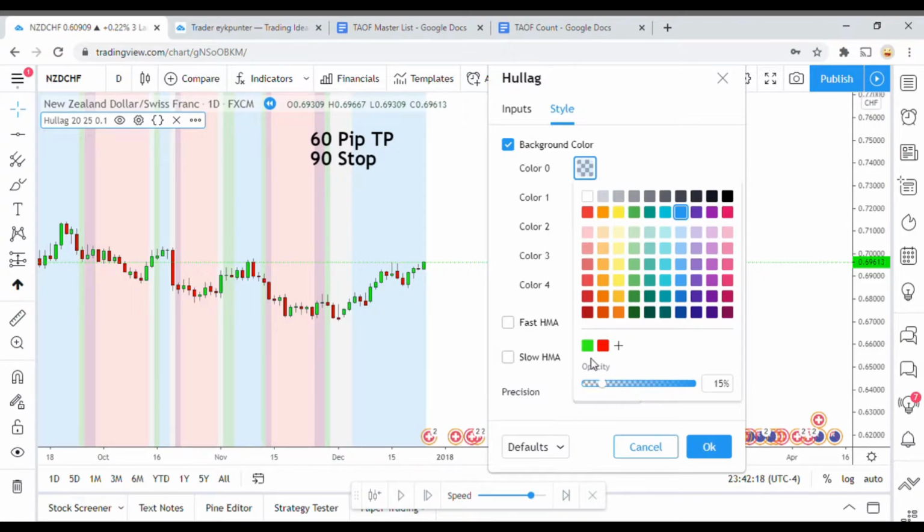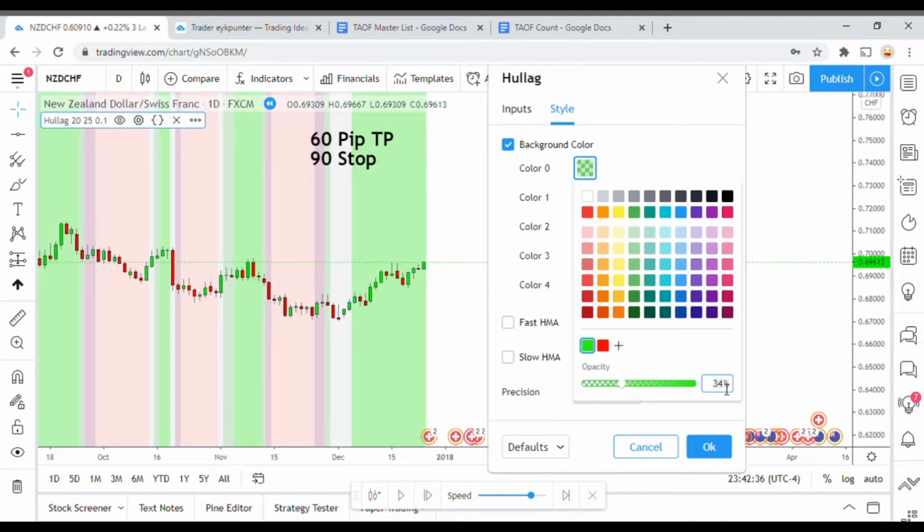Make sure that's the right one. Yeah, they used a blue for the buy area. Again, I know I've seen people do this many times before. That's fine if that's how you want to leave it.